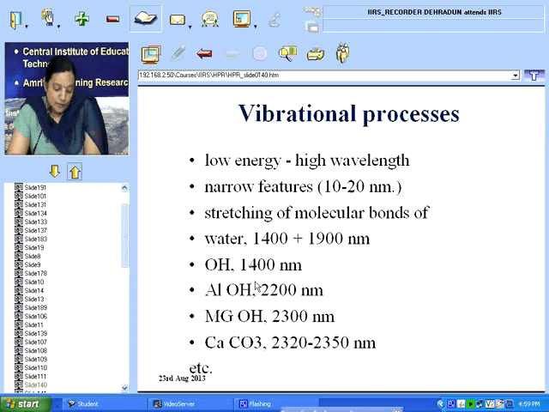For example, a water molecule has n equal to 3, so there are 3n minus 6, that is 3 fundamental vibrations, due to which there is a shift in the frequency and the absorption features occur. This kind of vibrational process is very, very important in geological feature identification or mineral identification.